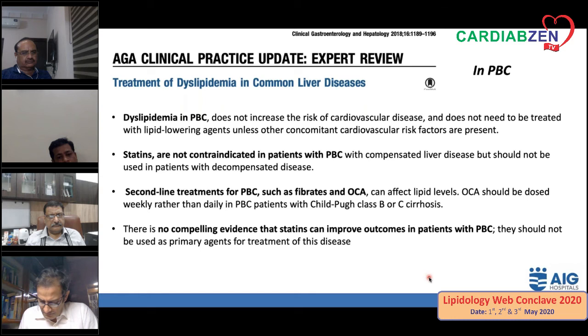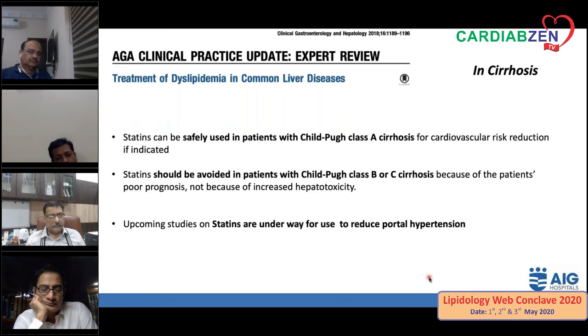I have already mentioned that obeticholic acid is a drug which has been approved for primary biliary cirrhosis and is one of the fast-track drugs for NASH. But we should keep in mind that in Child-Pugh B and C cirrhosis, we should be extremely cautious in using any of these drugs because there are reports of increased mortality. And there is no compelling evidence that statins can improve outcome in patients with primary biliary cirrhosis.